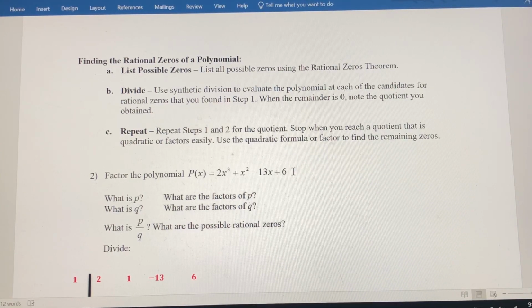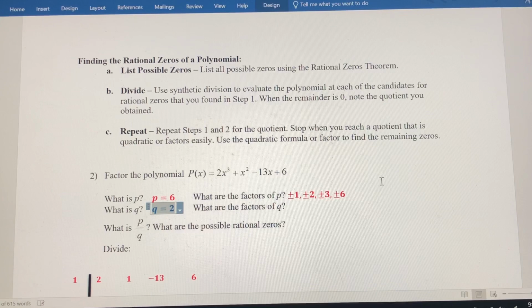First, p is the constant, so p is 6. All the factors of 6: we know 1 times 6, and 2 times 3, and we need the plus and minus versions of all those. So the possible factors of p are plus or minus 1, plus or minus 2, plus or minus 3, and plus or minus 6. Q is the leading coefficient, 2. We need all the factors of 2, which is just plus or minus 1 and plus or minus 2. Now we need to find all the possible ratios, p over q.